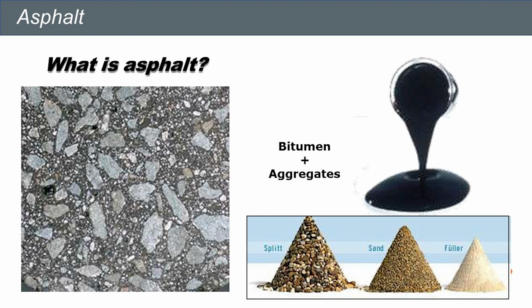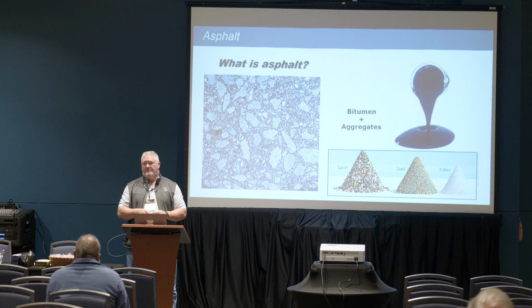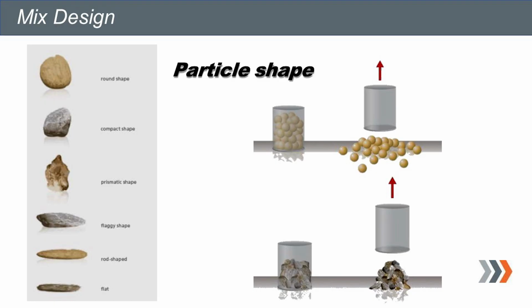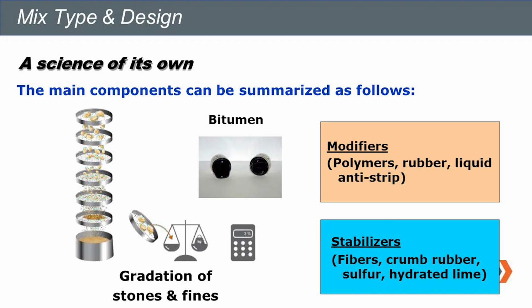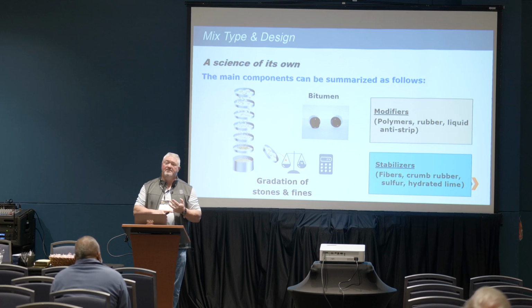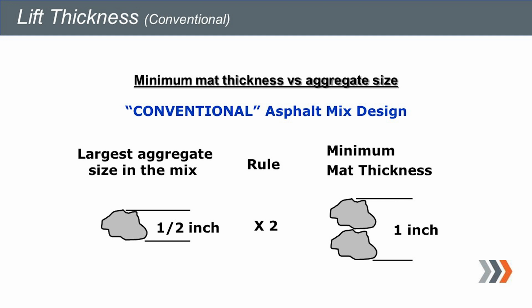Asphalt is nothing more than liquid AC and different combinations of rock, sand, and filler. They come in different shapes, different sizes, different textures: flat and elongated, rigid, cubical, a lot of different things. Absorption's different. Liquid AC, polymer modified, rubber modified, warm mix additives. Stabilizers on certain types of mixes. You've got fillers of crumb rubber, maybe some fibers that we need to put in there. We look at a lot of different things.